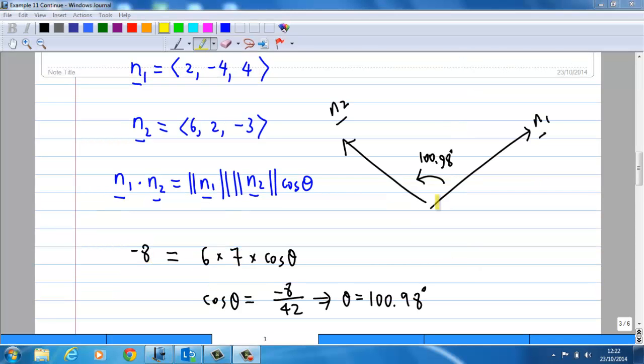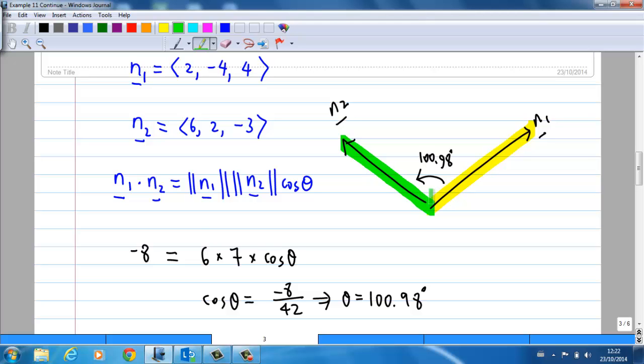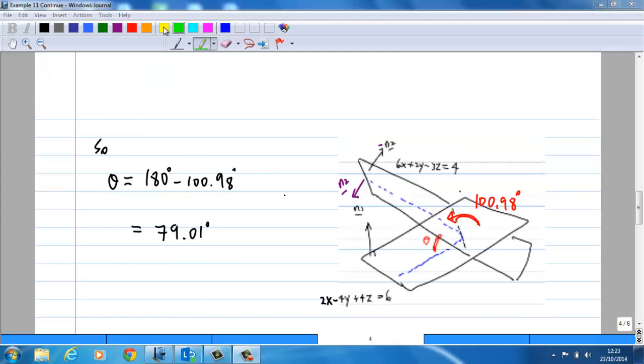And this diagram illustrates the angle between n1 and n2, which also means that the diagram we have earlier, the direction of n1 and n2 needs some adjustment. If I keep n1 pointing upwards from the first plane, then n2 should be pointing downwards from the second plane. Then you can see that the angle between them is 100.98 degrees.